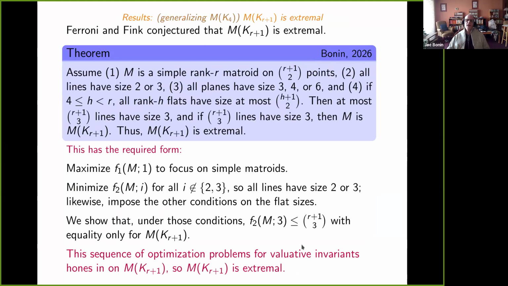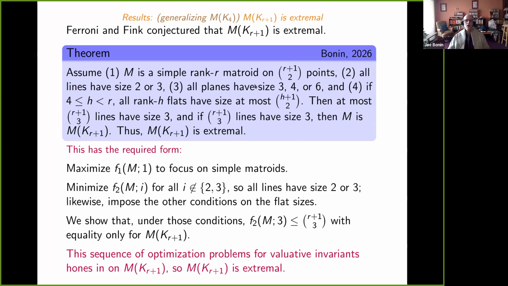Alex and Louise conjectured that cycle matroids of complete graphs are extremal. That's one of the results here. And here is the characterization in terms of maximizing a sequence of valuative invariants. We're assuming that M is a simple matroid of rank R on R plus 1 choose 2 points. So the rank and the number of points are fixed for the polytope. We've already seen we can determine simple by maximizing the number of rank 1, size 1 flats.